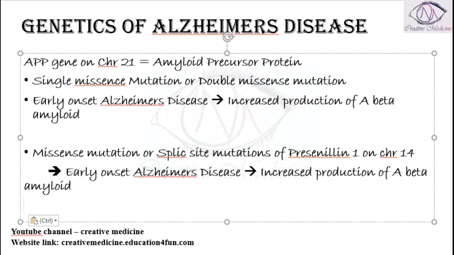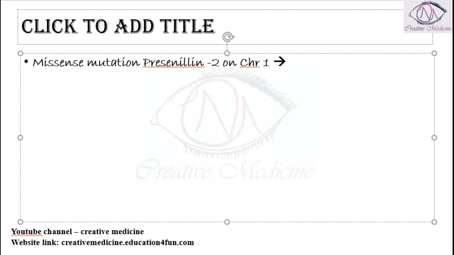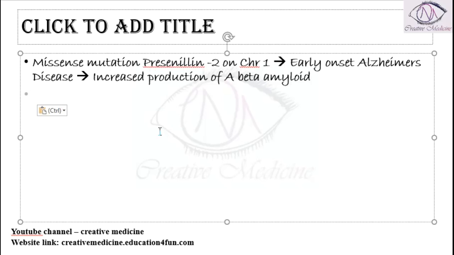Then, similarly, we also have one more gene called presenilin 2, which is present on chromosome 1. Here, a missense mutation of the presenilin 2 gene on chromosome 1 is associated with early onset Alzheimer's disease and increased production of A beta. Then we have one more, which is apolipoprotein E.